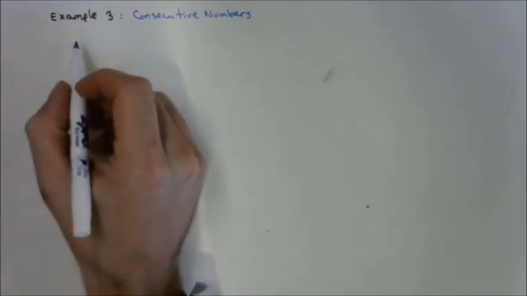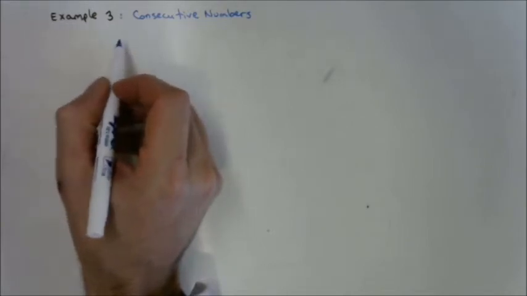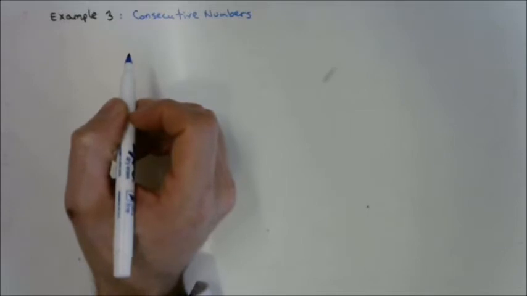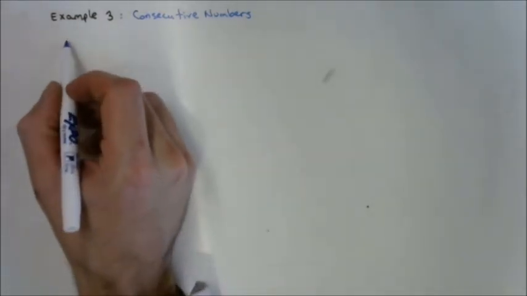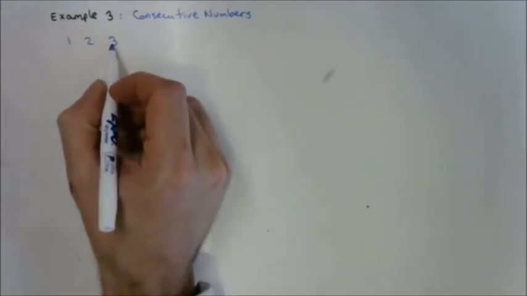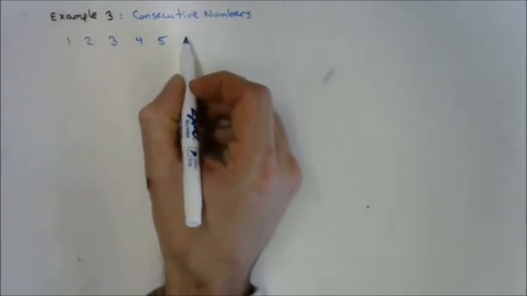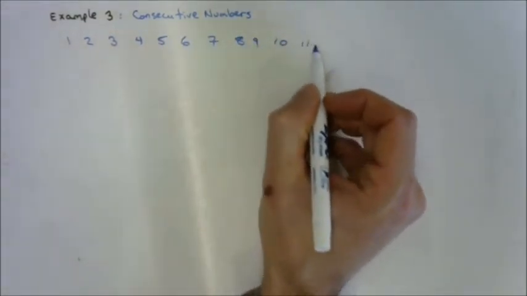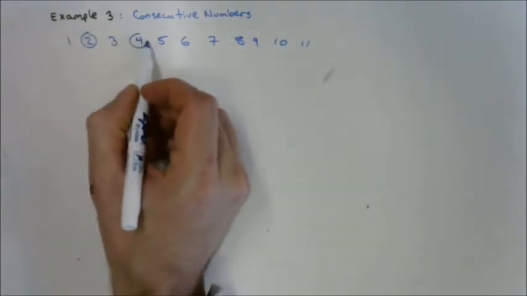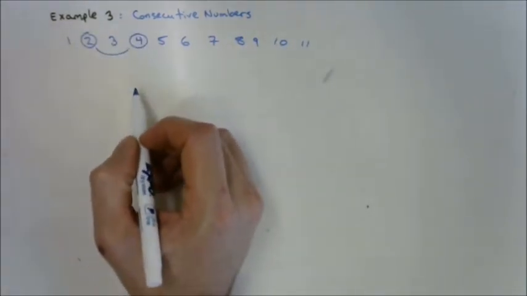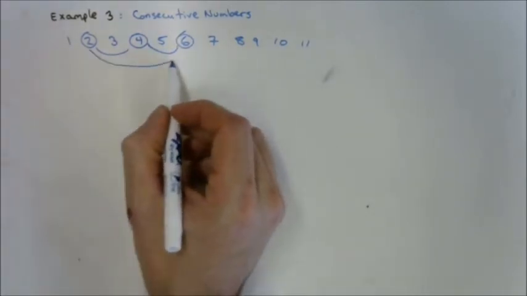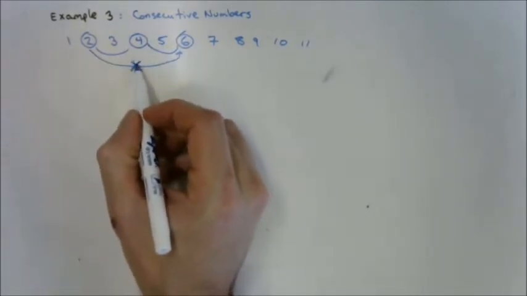Well, what do we know? Consecutive means right beside each other, but they're even. So this means even numbers that are right beside each other. So our options, if I'm looking at my number line, I could keep on going, yada, yada, yada, 9, 10, 11. 2 and 4 are consecutive even numbers. 4 and 6 are consecutive even numbers. 2 and 6 are not consecutive even numbers.